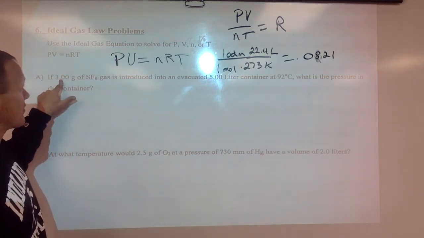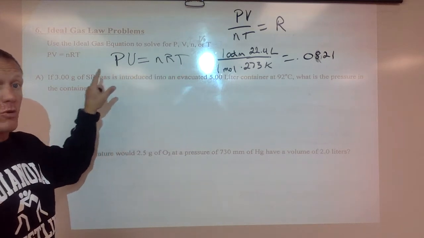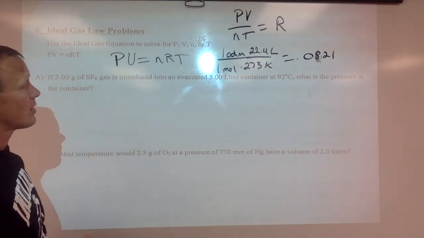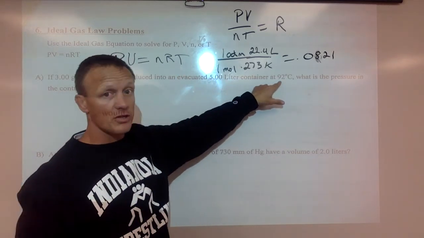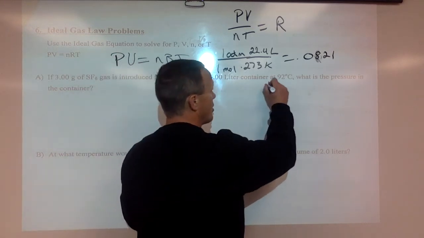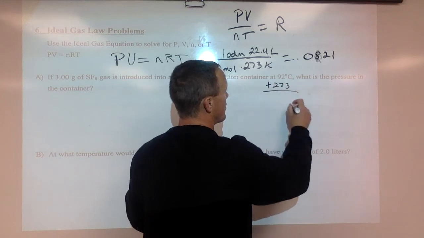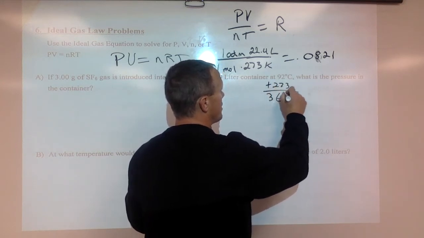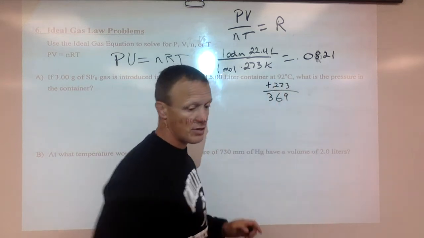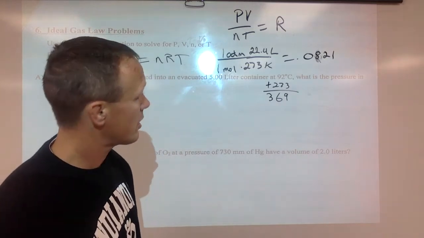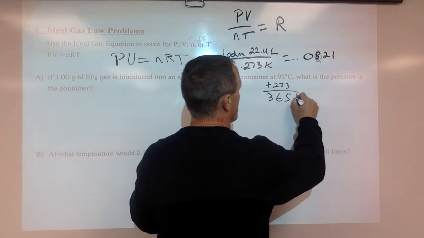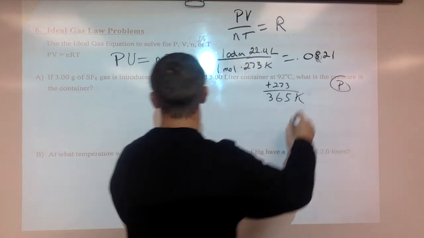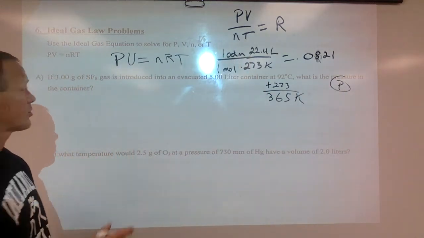So in this one, we've got 3 grams of a gas. Remember, 3 grams is not going in there anywhere. Moles goes in here, so it has to be turned into moles. 5 liters can go in for volume. 92 degrees Celsius, change into Kelvin, so plus 273, which would be 369 degrees Kelvin, 365 degrees Kelvin, sorry. It's asking what is the pressure in the container. So plug our numbers in.